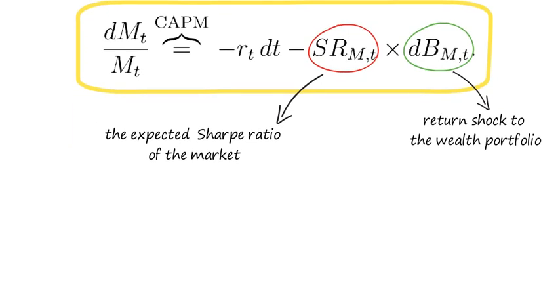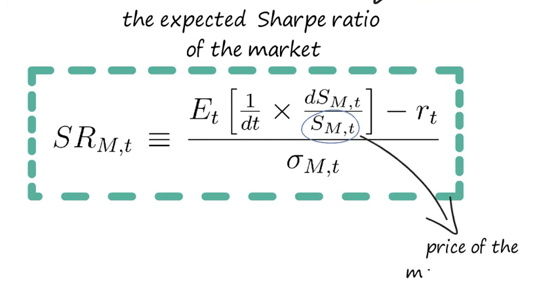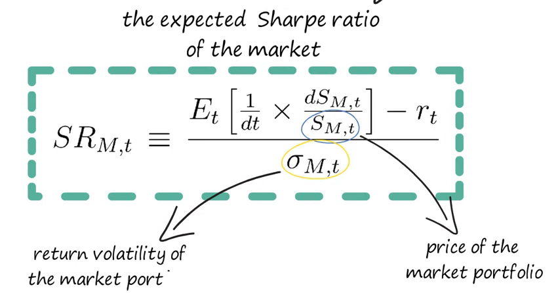So SR_M,t can be formally defined as follows, where S_M is the price of the market portfolio and sigma_M is the return volatility of the market portfolio.